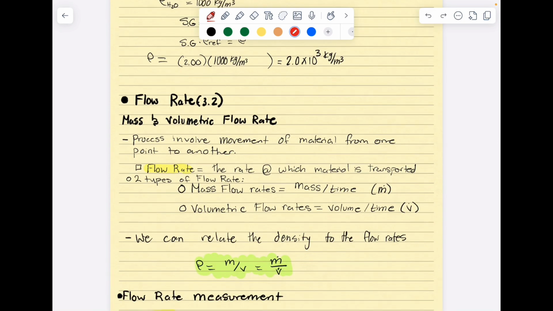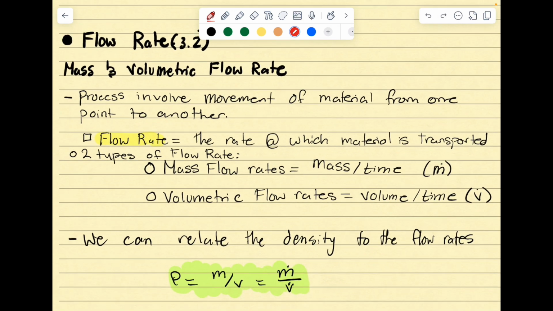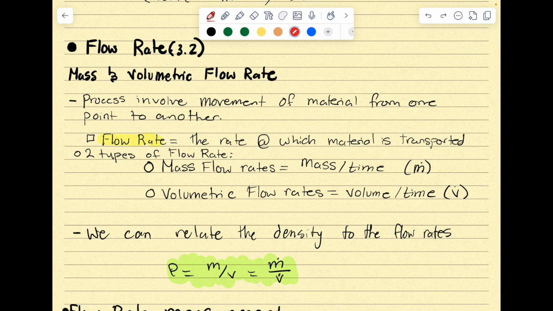With processes, we have flow rates, and if the process involves movement of a material from one point to another, we are given a flow rate, or we find a flow rate, and the rate at which the material is transported is the flow rate. There are two types of flow rates, a mass flow rate and a volumetric flow rate. A mass flow rate is mass over time, which we represent as m dot, and a volumetric flow rate is volume over time, which we represent as v dot.